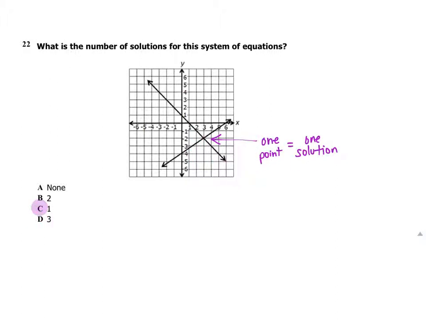Other possibilities would be infinitely many, where the 2 lines would be the same line, 2 equations, same line, and no solutions at all, where they're parallel. So in this case, the only possible answer here is 1. Happens to be 0.3 negative 2, but that's kind of irrelevant because they just asked us how many solutions it has.